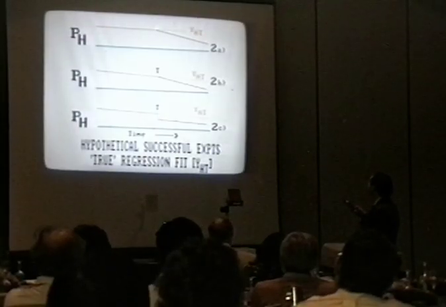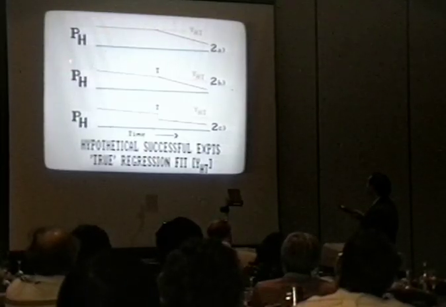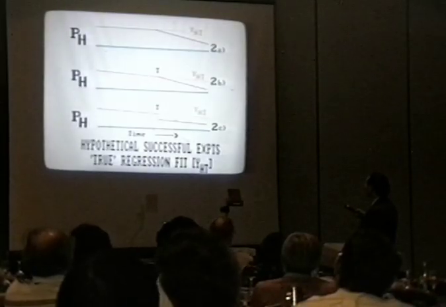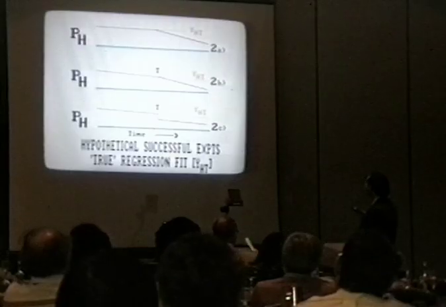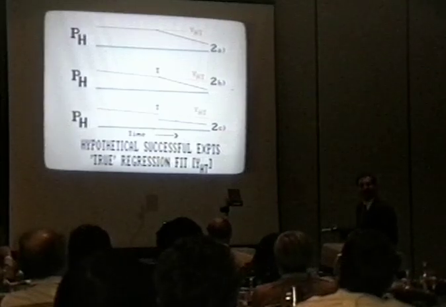Now here are the three cases. Here's the heater power curve, which has a constant baseline and then a slow turn on at time t. Here's where the general baseline shift is seen along with the turn on and then the step function. In each of these cases, a true linear regression fit is made, not to the entire experiment, but to the baseline.